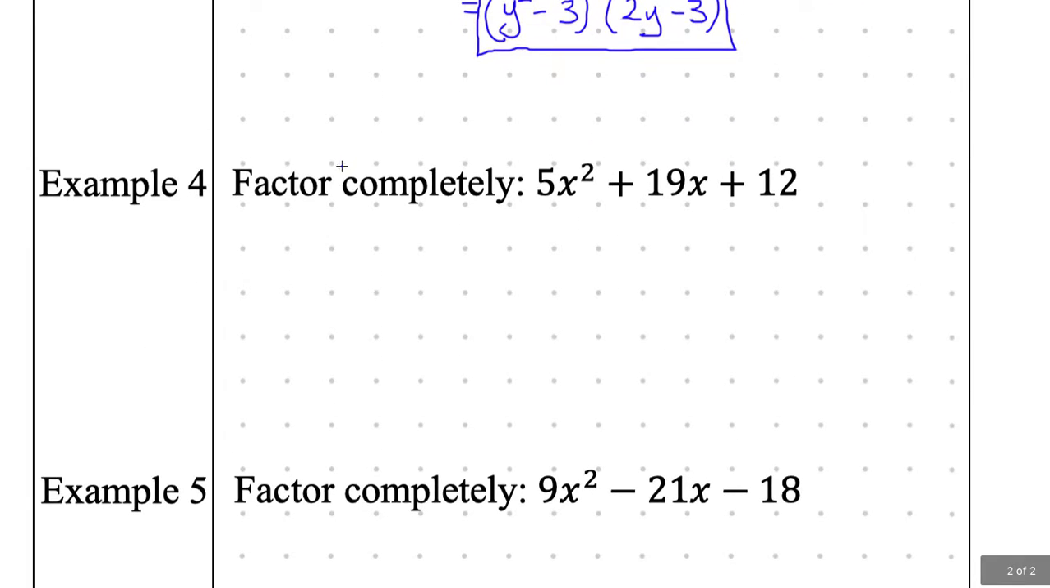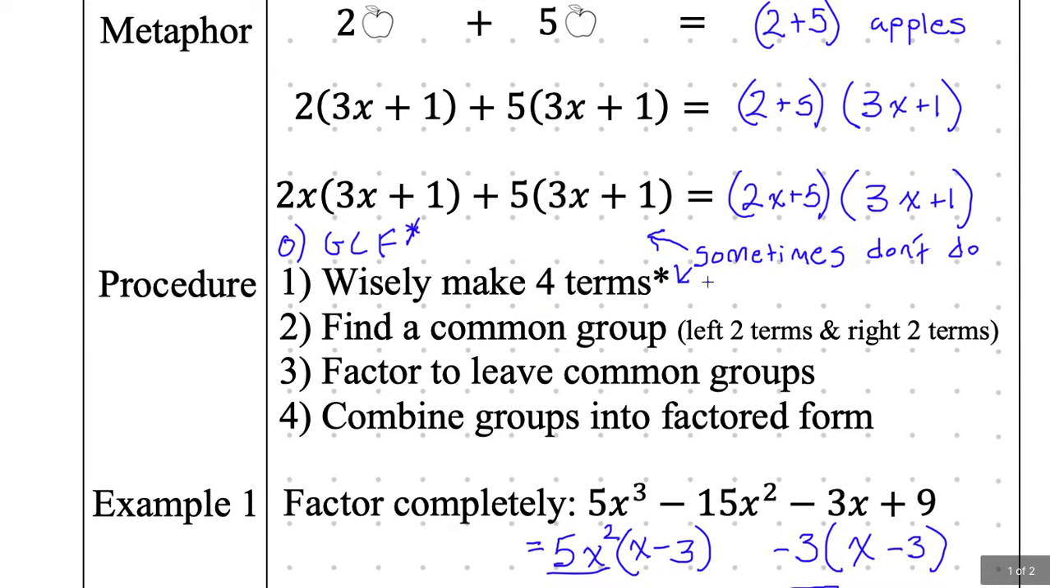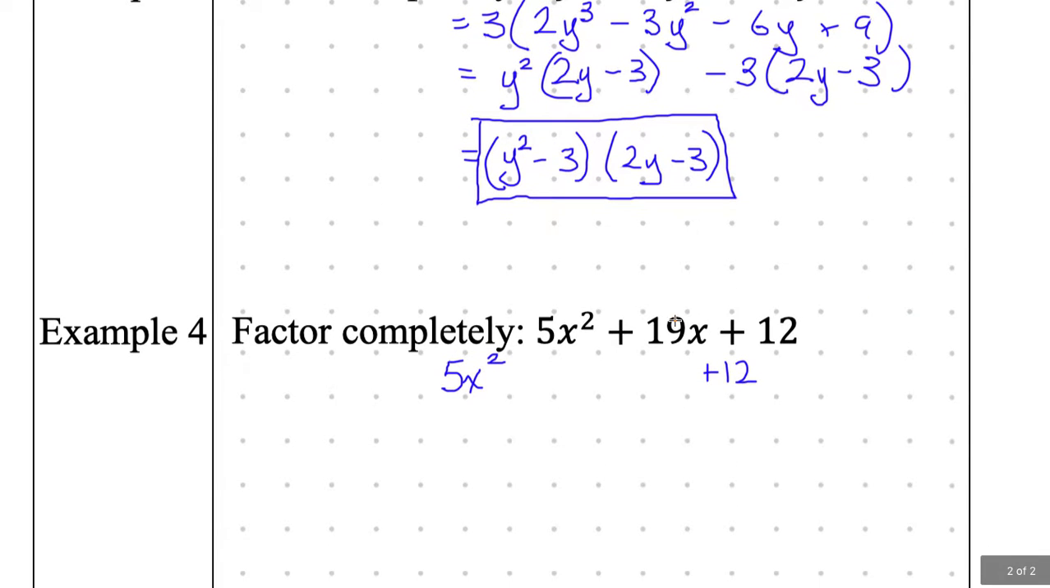So we need to wisely make 4 terms, which means I still have a 5x squared. I still have a plus 12. The only difference now is I have 2 terms here and here that I make out of the middle term. You will always make this middle term split in half. You're splitting the middle. Maybe that would be a better way of writing this. Splitting the middle. I'm going to write it down here because I think that'll help. Split the middle term. So this 19x, I need to somehow split that up so that I can get a nice group like I had up here of 2y minus 3.